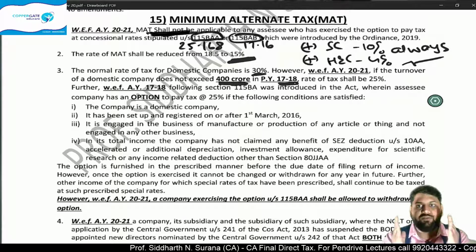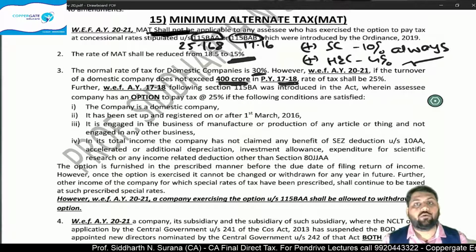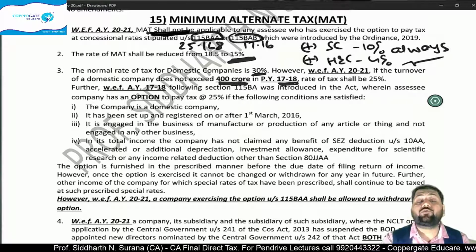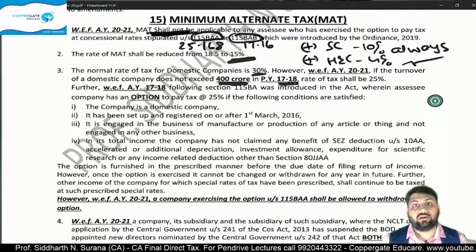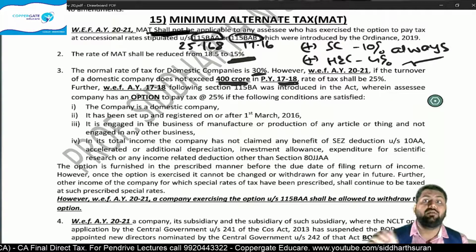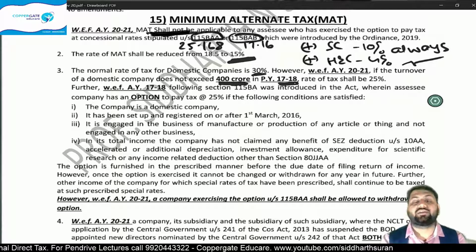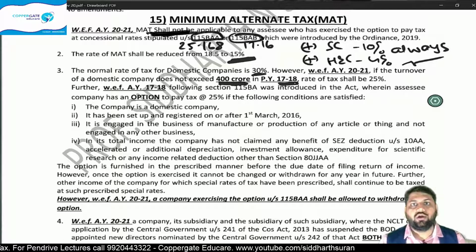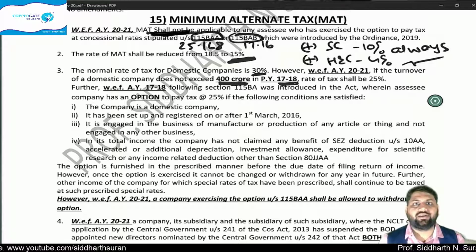So listen, in previous year 19-20, what is the rate of tax of a domestic company? 30%. But if two years ago your turnover was up to 400 crore, this is the amendment. Last year you were checking turnover of 16-17. Now you will check turnover of 17-18, and the limit is increased from 250 crore to 400 crore. If turnover of 17-18 was up to rupees 400 crore, then the tax rate of the domestic company will reduce from 30% to 25%.